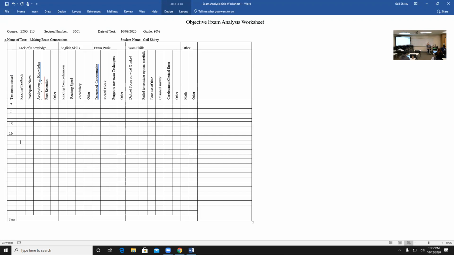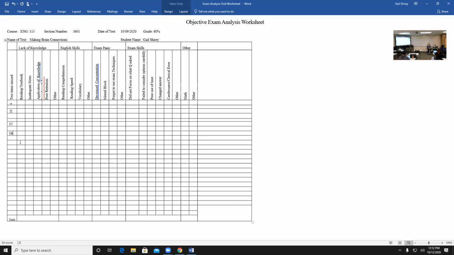So you look at each one of those, and I want to explain them really quickly to you so you know what you're checking. In that first one where it says reading textbook, that means the information was not contained in any of the readings you were assigned or the textbook. I can tell you point blank now, you should not check that for this test, because I can guarantee every single question had information on it somewhere in the textbook or somewhere in my PowerPoint.